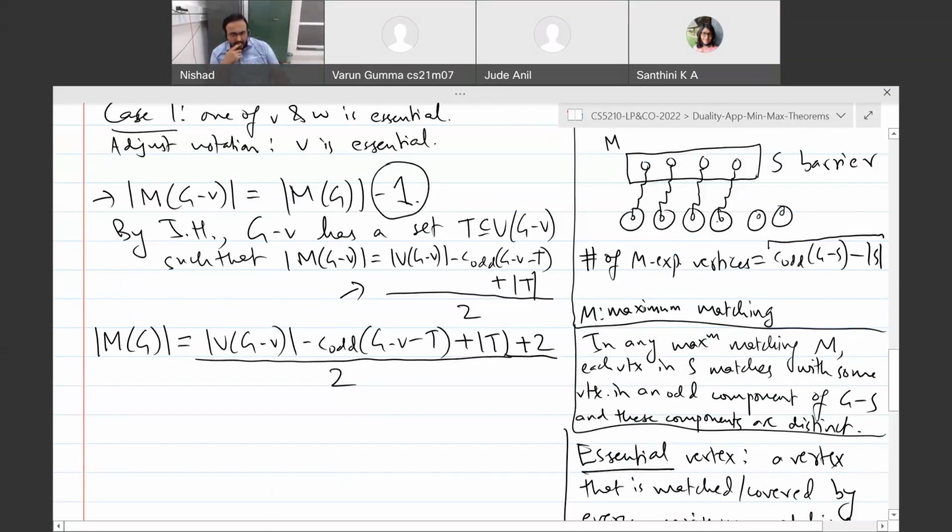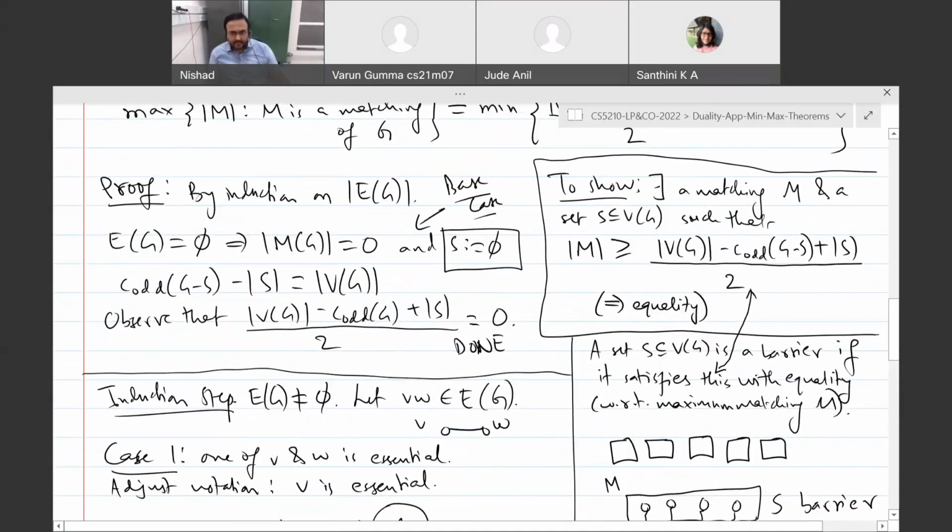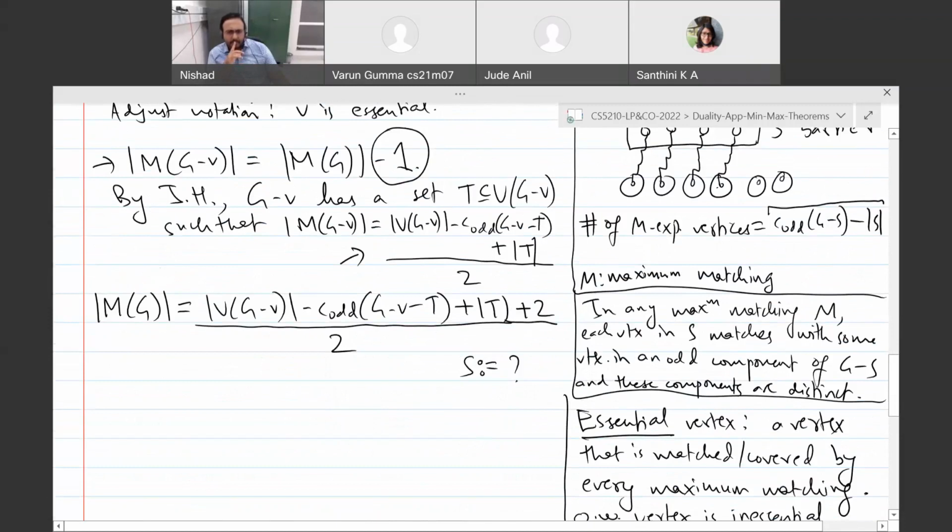Okay. So now can somebody tell me what should be my set S? So I want to write everything in terms of a set S, right? So that the equation that we want to prove holds in the graph G. So what should the set S be? So T is a barrier in G minus V. I claim that from this barrier in the graph G minus V, we can construct a barrier in the original graph G. Does anybody see how we would do that?